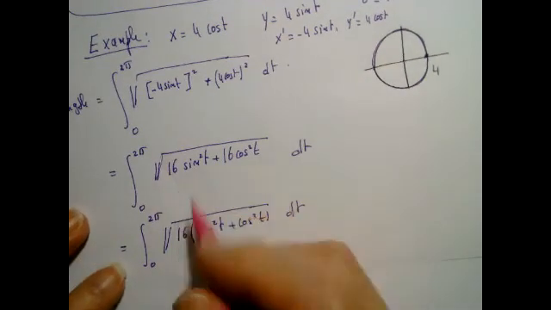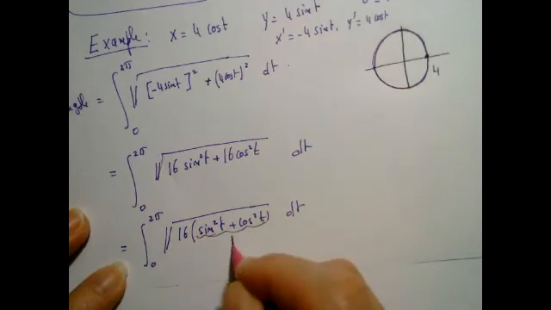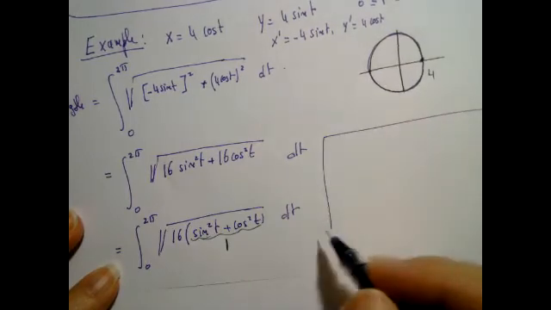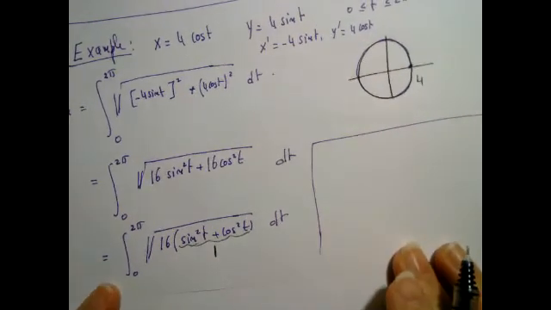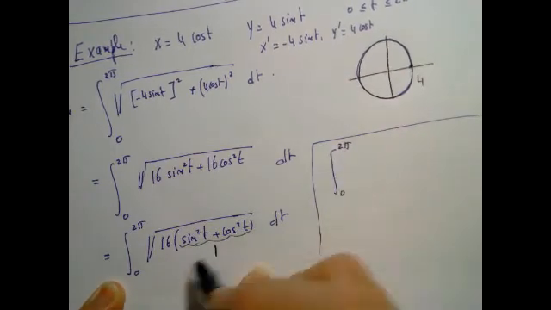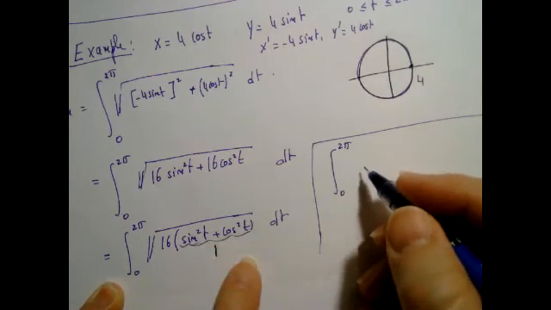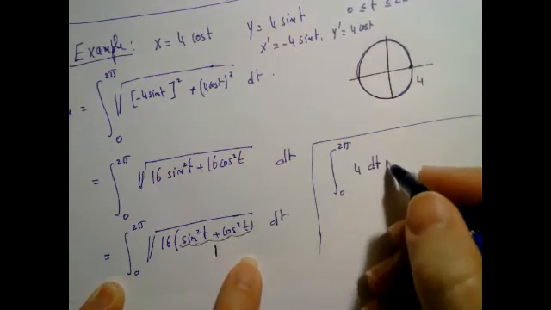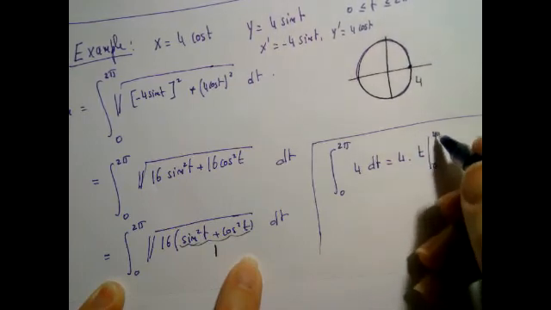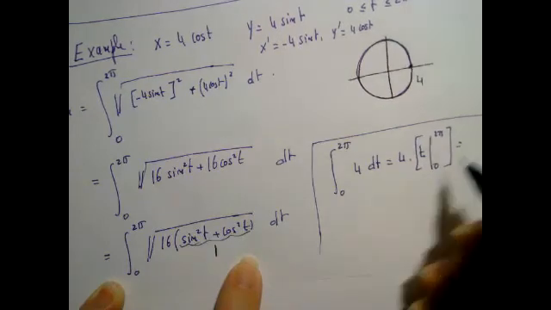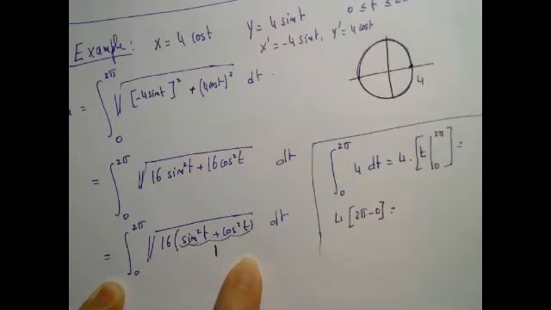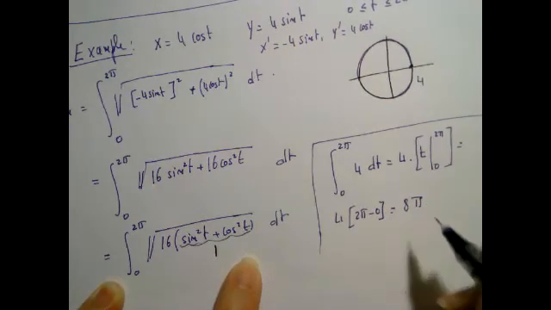Now finally, this is a 1 right here. Remember, we're going to find the circumference of a circle of radius 4, so we basically know the answer. We're just doing it again. Integral from 0 to 2 pi of the square root of 16, because this is 1, I will have 4 dt. So I integrate, it's 4t between 0 and 2 pi, means 4 times 2 pi minus 0, which is going to be equal to 8 pi.